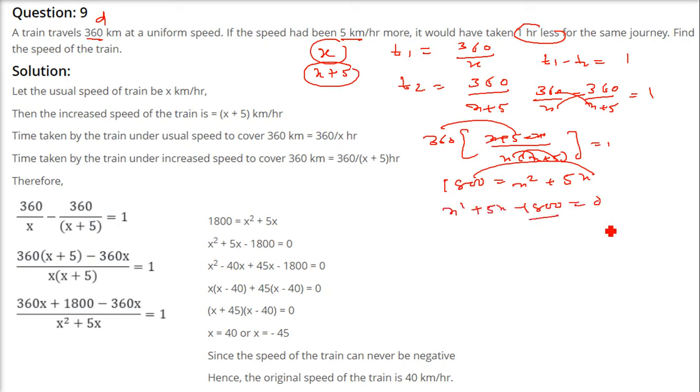This is our equation. 1800 can be written as 40 into 45. So for 5x, we can write it as 45x minus 40x is 5x. So x square minus 40x plus 45x minus 1800. Take x common, x minus 40. Take 45 common, x minus 40. X minus 40 can be taken out, so x plus 45 will remain. Here you get x equal to minus 45. Here you get x equal to 40. So this is negative, so you don't take it. Negative cannot be the speed. X equal to 40 is our original speed of the train.